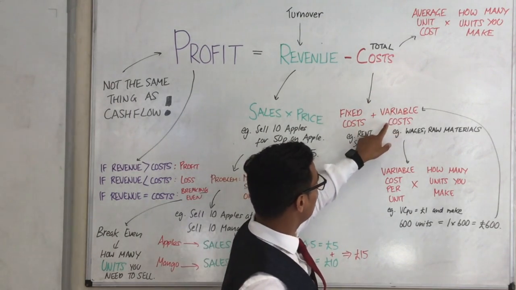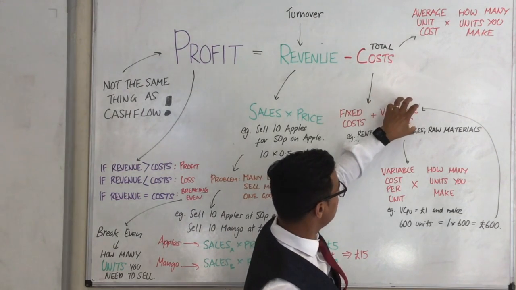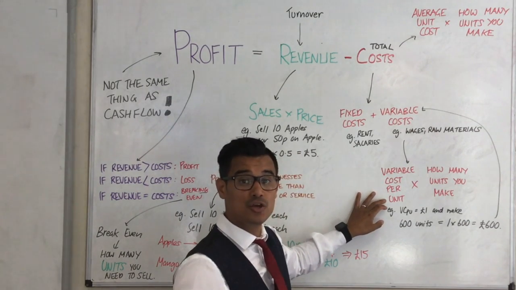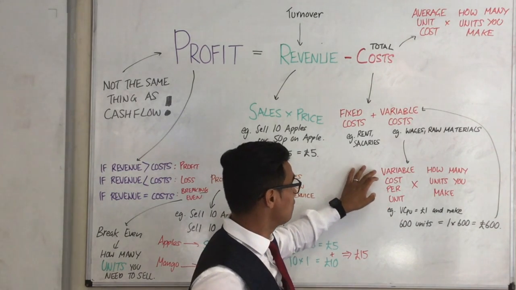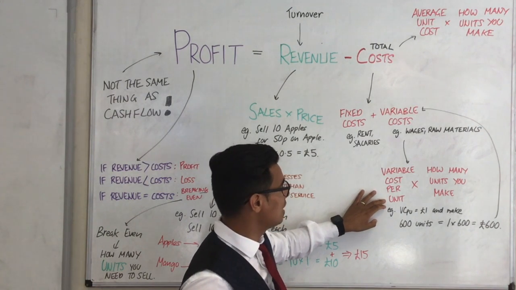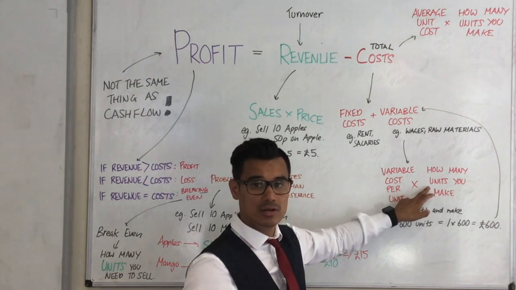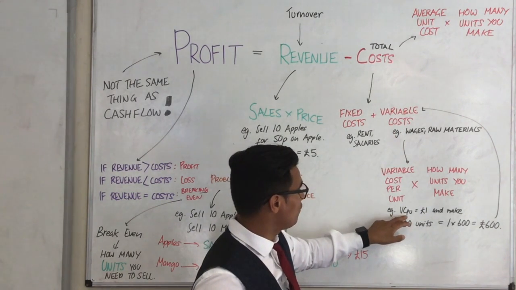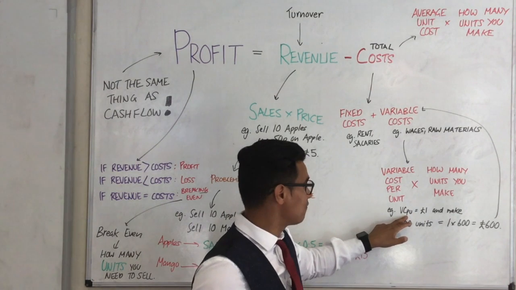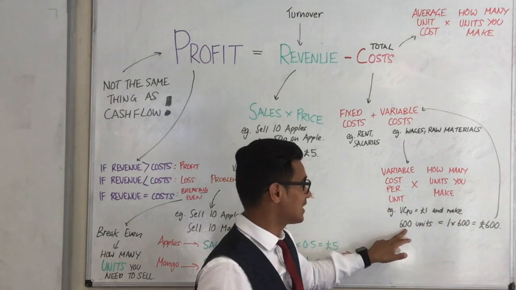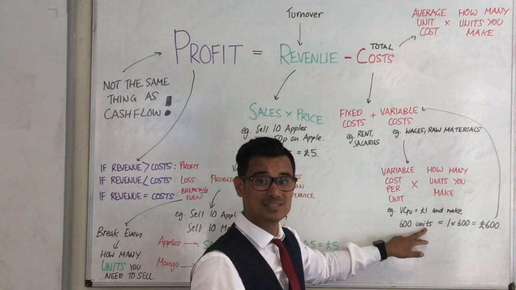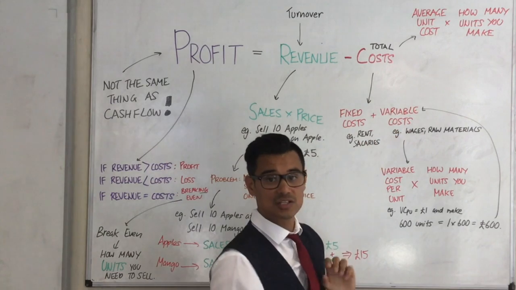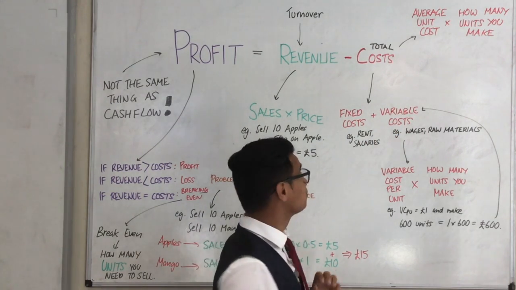Other things, so more complicated formulas. So variable cost, just this bit has a formula, and that is variable cost per unit. Per unit just means per one thing. So the variable cost per making one thing times by how many units, how many things you make, that equals your variable cost. So if your variable cost per unit, your variable cost per one thing was £1 and you made 600 things, 1 times 600 is 600. So 1 times 600 would mean your variable costs is 600.